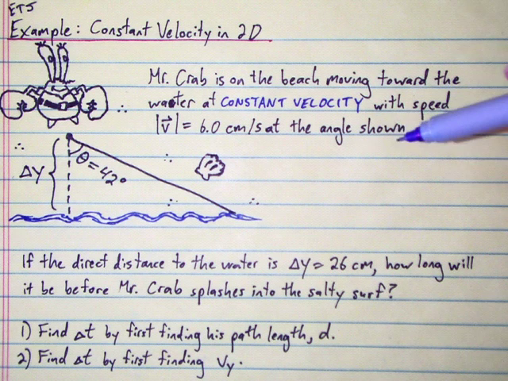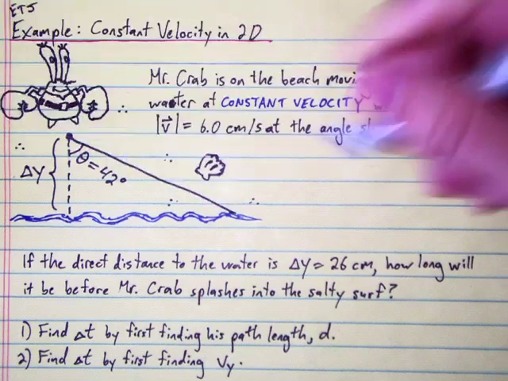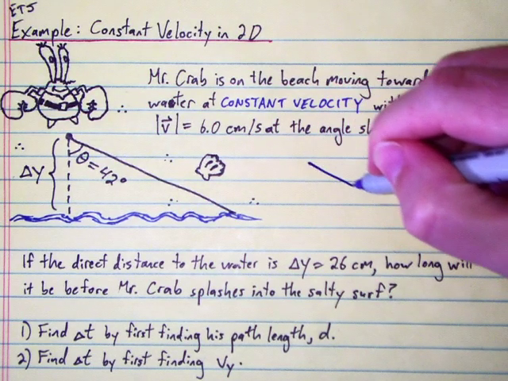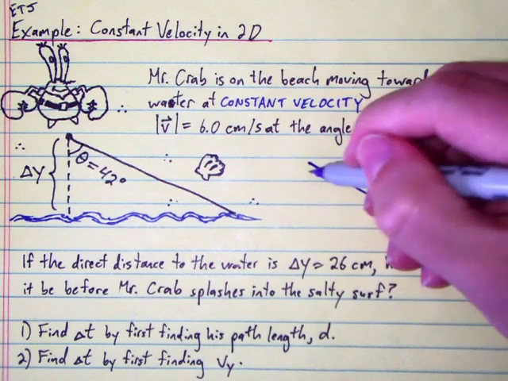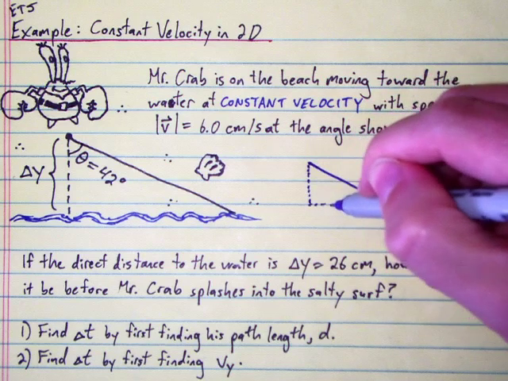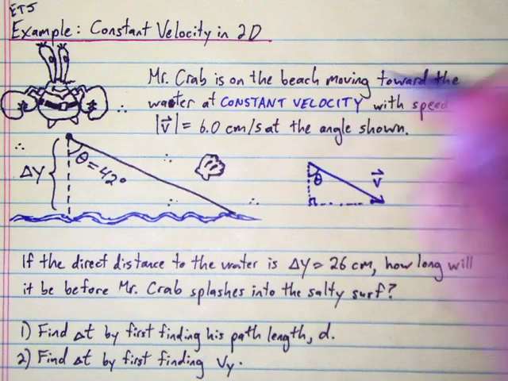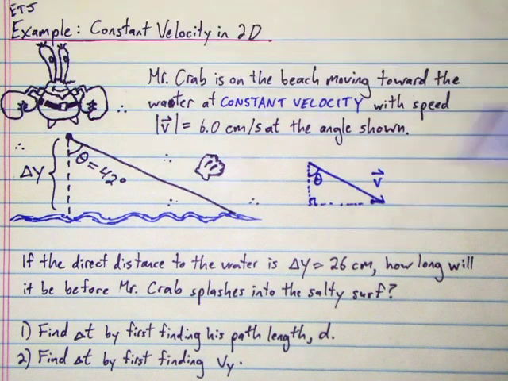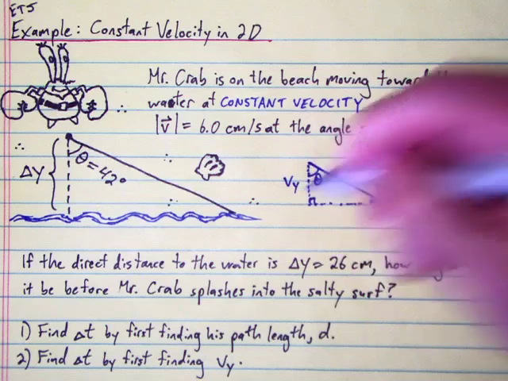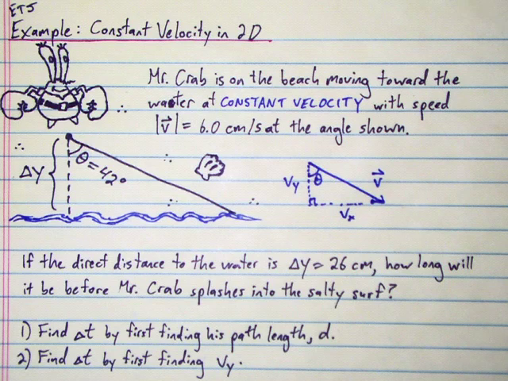Let's draw in his velocity vector triangle. If his displacement is in this direction, his velocity will be parallel to it, so I could draw in a velocity vector like that, and draw the legs of that right triangle, and this angle will be the same as that angle. These will be similar triangles if he's moving at constant velocity this whole time. That leg is the y component of velocity, that leg is the x component.